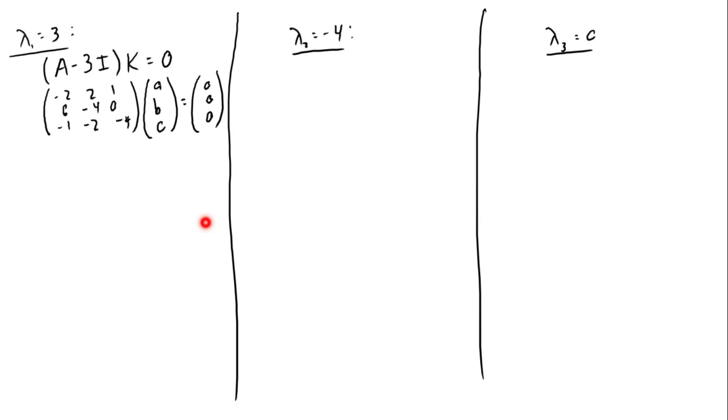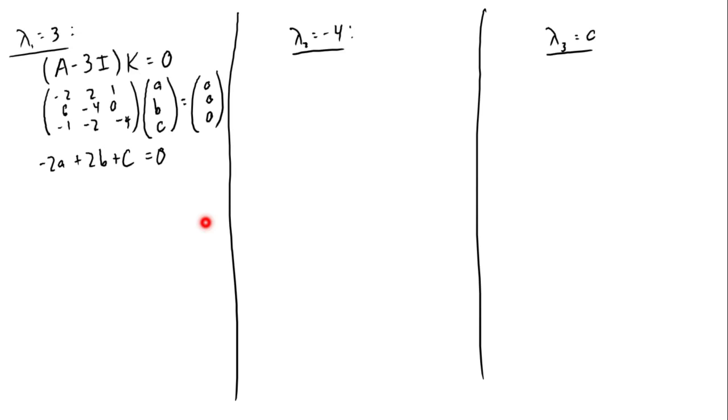Okay. So this is what my equation turns into. Now, let's write out the result of this product. So again, take the top row and dot it with the column. Gives me -2a plus 2b plus c. So the top row dotted with the column gives me that. That'll give me the top of my result. But notice that that's equal to the top of the matrix on the right side, which is 0.